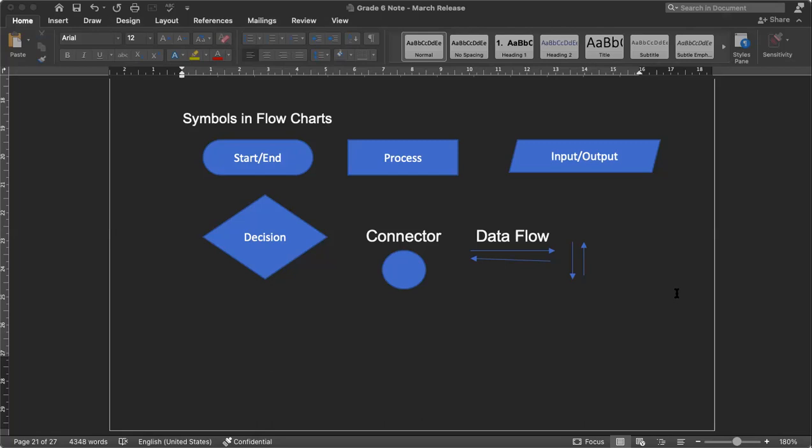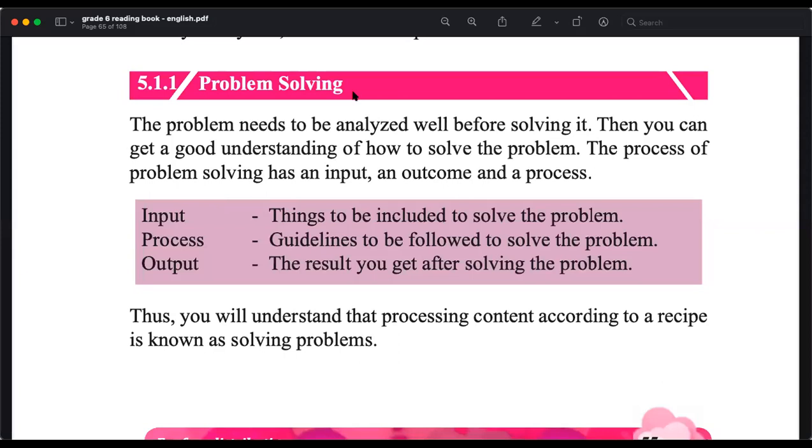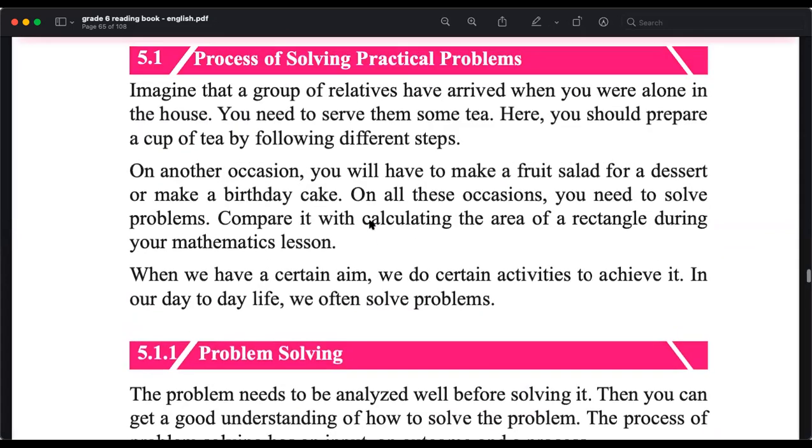I can see only the symbols, no. Symbols in the flowchart. Oh, that's so. I'm explaining your book, this part. Can you see it now? Yes, sir. Okay, sorry, I shared the wrong screen.